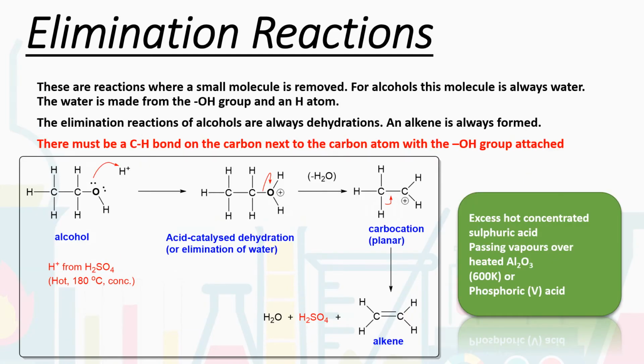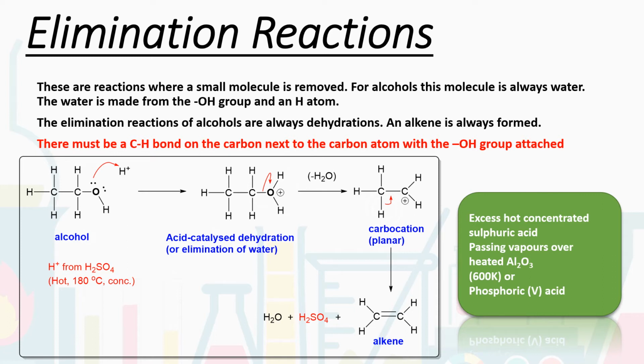The other type of reaction that we have for alcohols that we need to know about is something called an elimination reaction. So this is a reaction where a small molecule is literally removed, literally eliminated from a molecule. Now for alcohols, this molecule is always water, and the water is made from the OH group of the alcohol and an H atom from somewhere else, typically an acid in the solution. And these elimination reactions of alcohols, because we lose water, they're called a dehydration reaction. And the product of this is always an alkene.